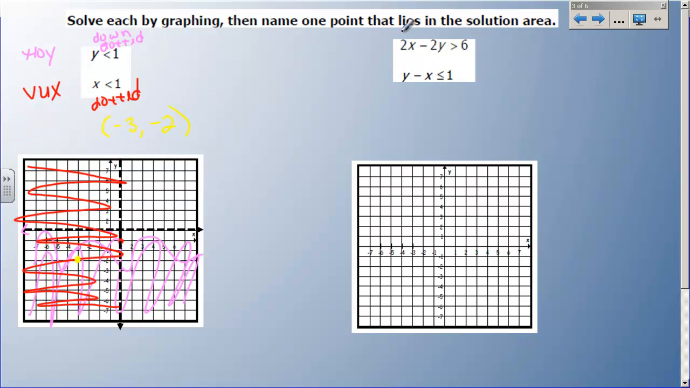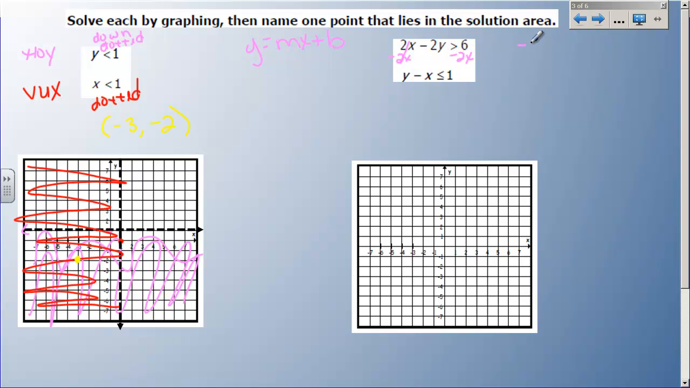Before I can graph these two, y has got to be by itself. I can't graph it until it looks like this. It has to be in slope-intercept form so I can find the slope and the y-intercept. So I'm going to solve both of these for y. To do the top one, I'm going to start by subtracting 2x from both sides.